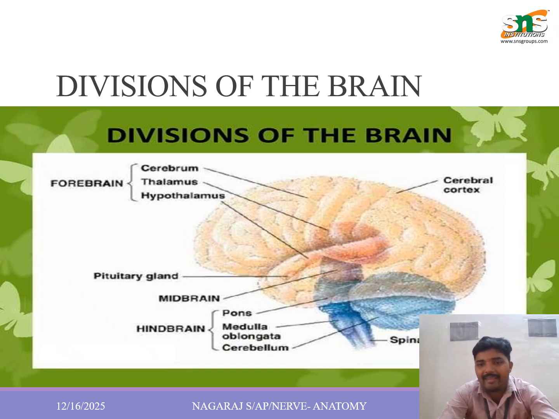Then the divisions of the brain. The forebrain includes the cerebral cortex, cerebrum, thalamus, and hypothalamus. Below that structure is the pituitary gland. Next is the midbrain. Next is the hindbrain, which includes the pons, the descending medulla oblongata, and on either side of the medulla oblongata, the cerebellum. Then below extends the spinal cord.